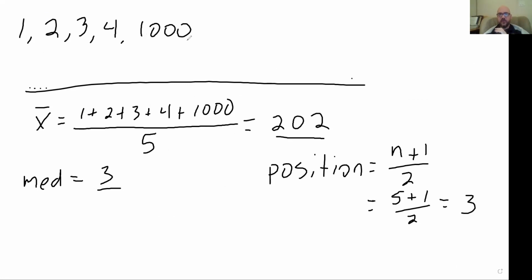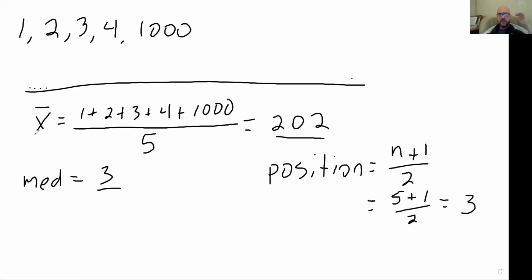If I changed this 1,000 to 1,000,000, that wouldn't change the median at all because it's still in the third position and it's still 3. If I change 1,000 to 1,000,000, though, the mean would be tremendously affected, right? It would be, I don't know, 200,002. So it goes up by a factor of 1,000, and that's just wildly different.